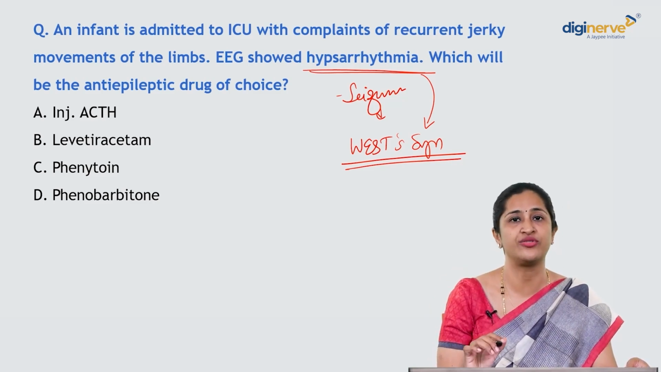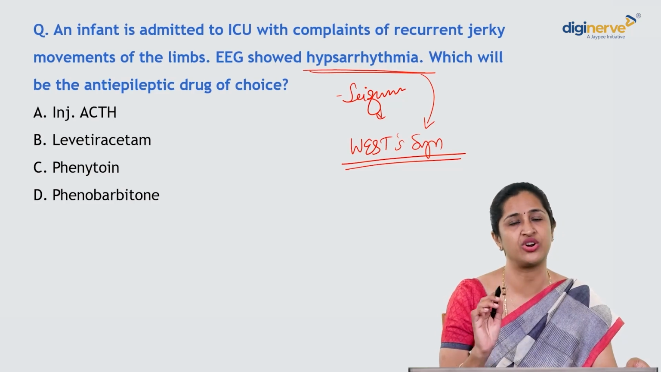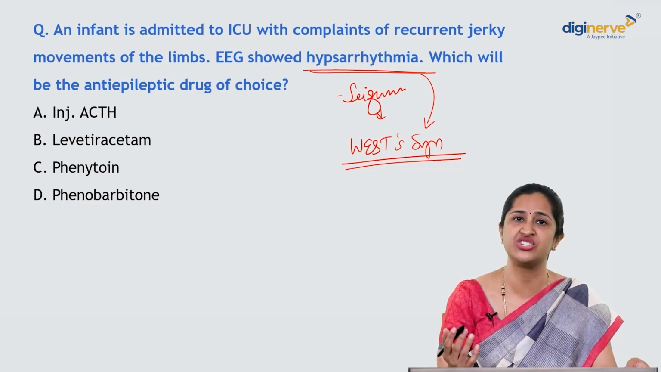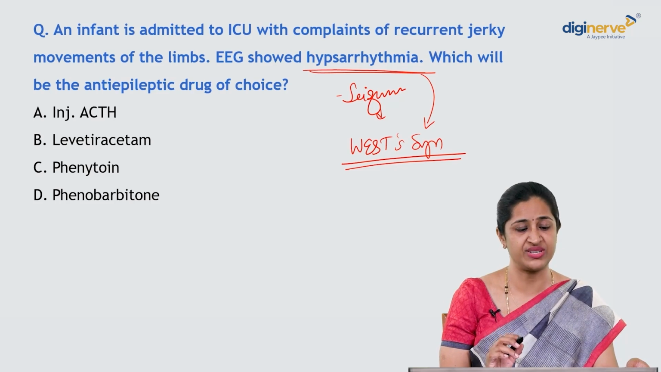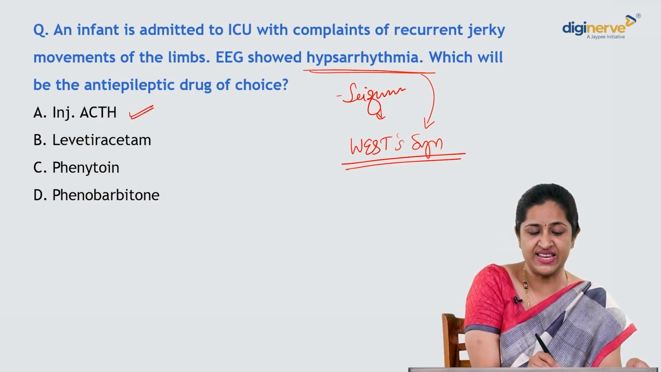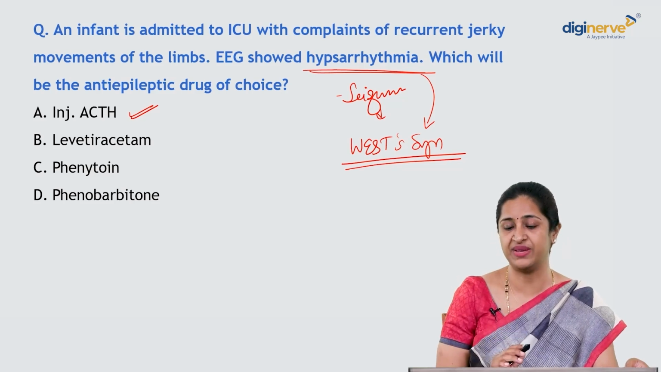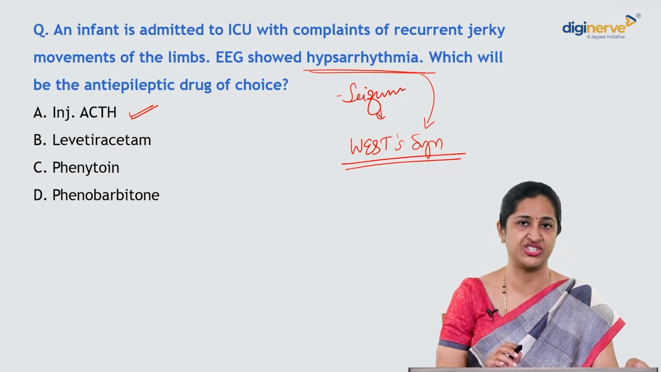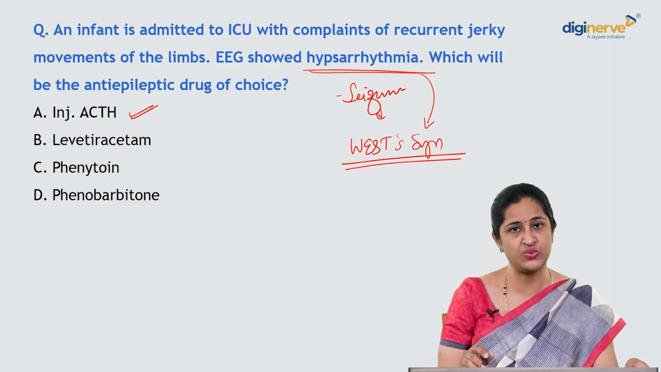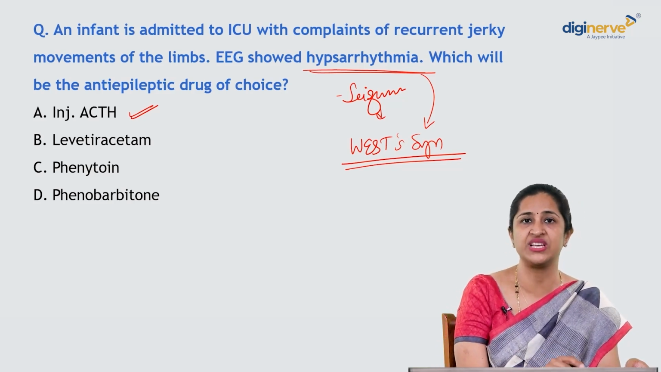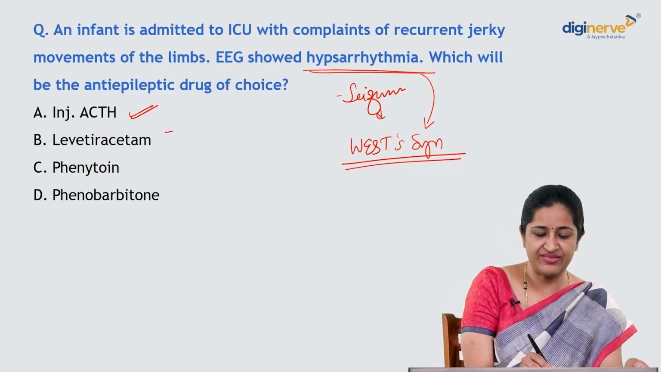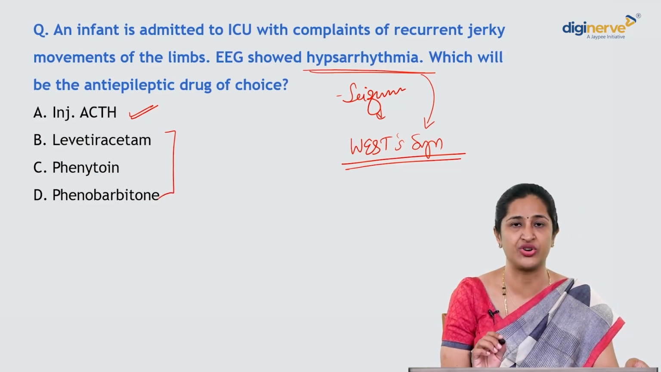So what is the drug of choice of West syndrome? Now West syndrome is not like the routine seizure disorders. The drug of choice in West syndrome is ACTH. So hence, since the EEG shows hypsarrhythmia, since the child has seizures and the diagnosis is West syndrome, the drug of choice here will be ACTH. There we will not be using the other drugs of choice in this.